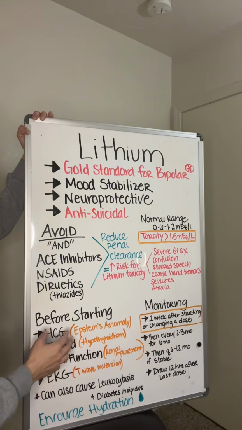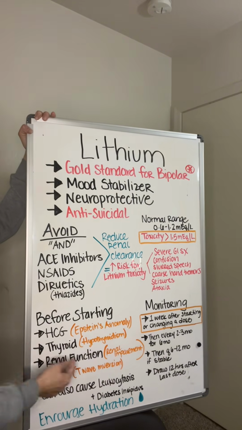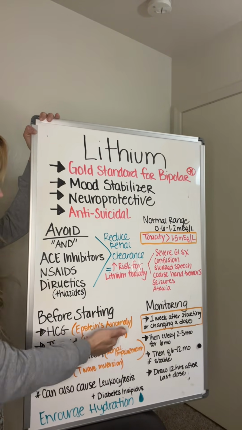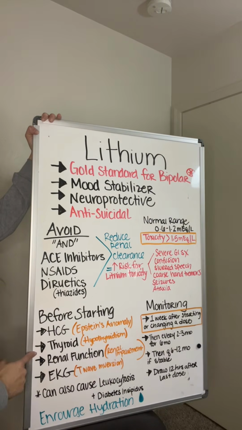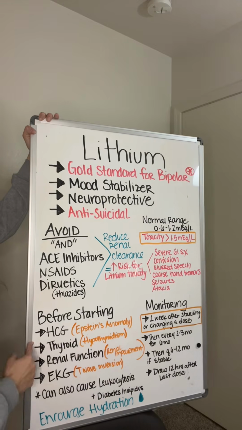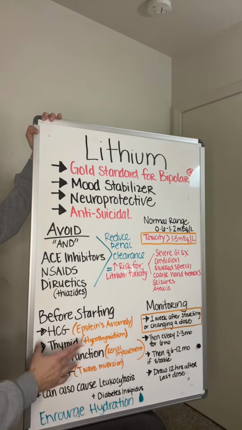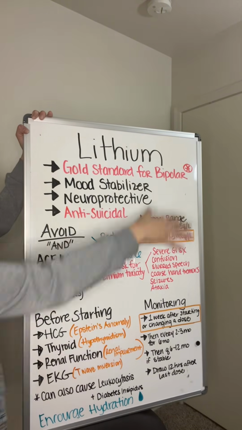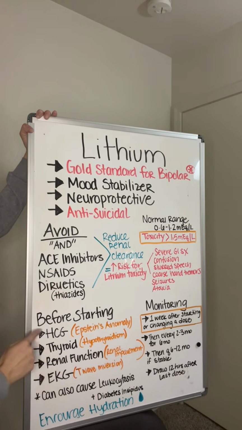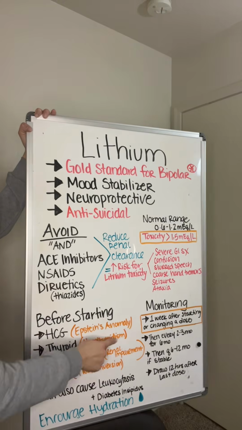Before starting anybody on lithium, you want to check their pregnancy status because there's a birth defect called Ebstein's anomaly, a defect of the baby's heart, that can happen if a pregnant woman starts lithium. Thyroid, make sure you're checking thyroid hormone because lithium can cause hypothyroidism, okay? And also hyperthyroidism can look like mania, which is in bipolar, so you want to make sure you rule that out as well. But specifically, lithium can cause hypothyroidism.